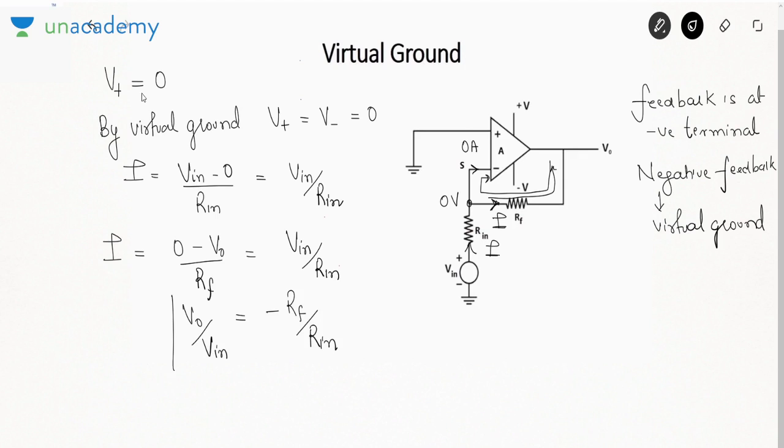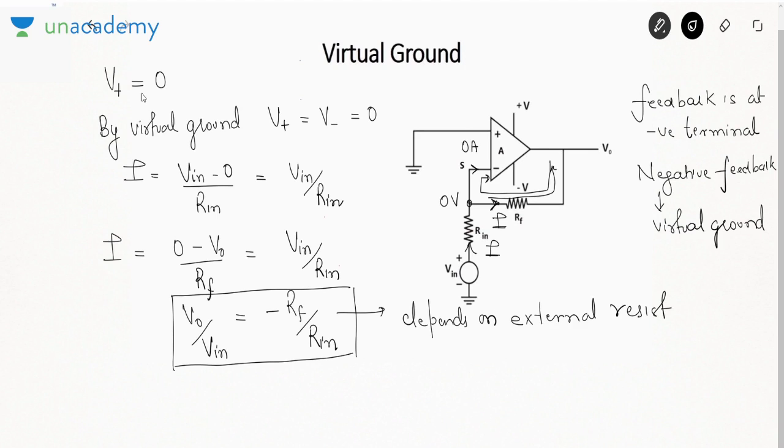So that is how, by the use of virtual ground, we can find out the gain. And as you can see, what does it depend on? External resistance, right? It does not depend on op-amp parameters. If it only depends on external resistance, then it means we have realized the objective. Our objective was to make gain independent of the open loop gain, and that is what is happening with the negative feedback.